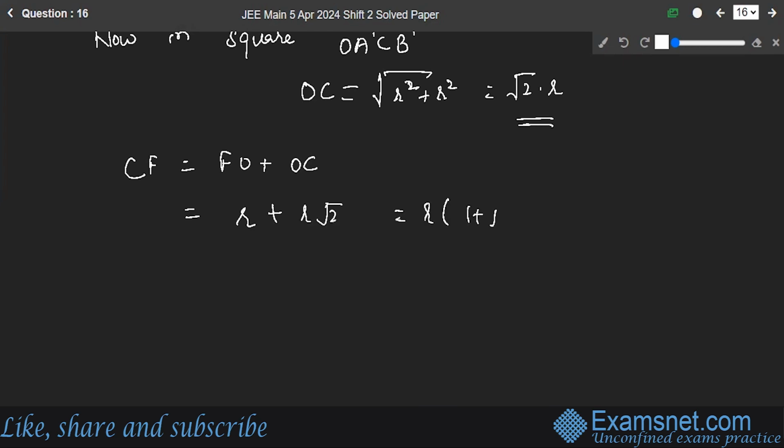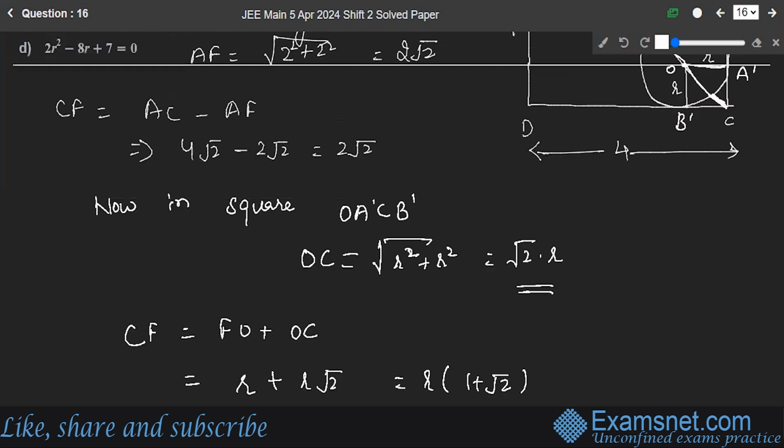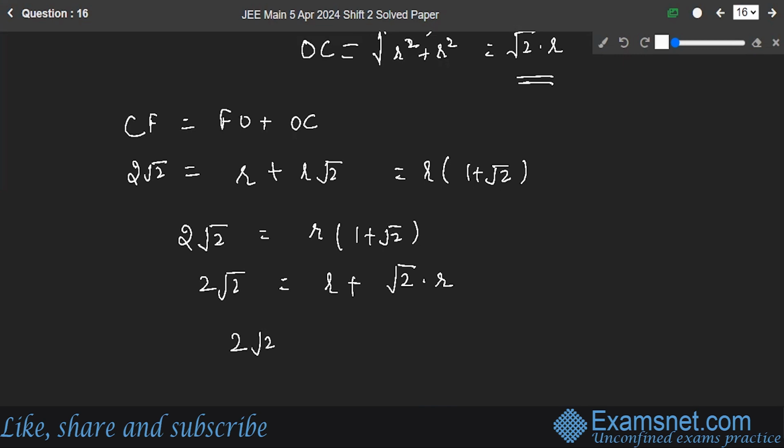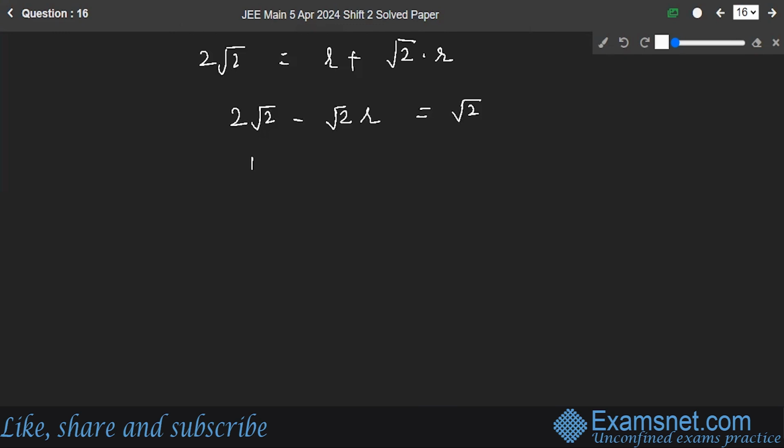So this is this value. CF we calculated over here, that was 2 root 2. So this is the one. Let's write it. 2 root 2 is equal to R into 1 plus root 2, right? Or this is R plus root 2 into R, or 2 root 2 minus root 2 into R is equal to this. Let's take root 2 common. This will be 2 minus R is equal to this, or root 2 will be equal to R upon 2 minus R.